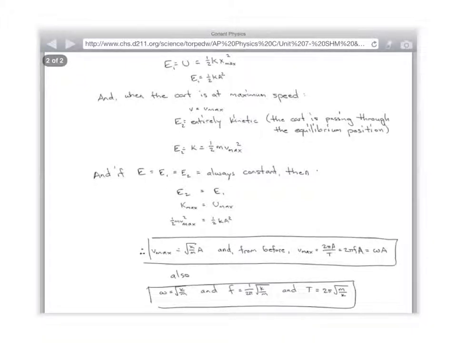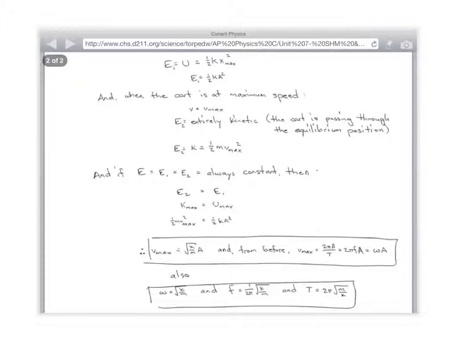So, if v max equals omega A from yesterday, what does omega mean? Omega is angular velocity. v max is omega A. That means omega equals root k over m. Right? So what's period? How long does it take to go one oscillation? T equals 2 pi square root m over k.